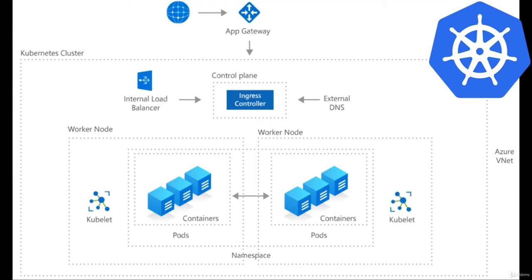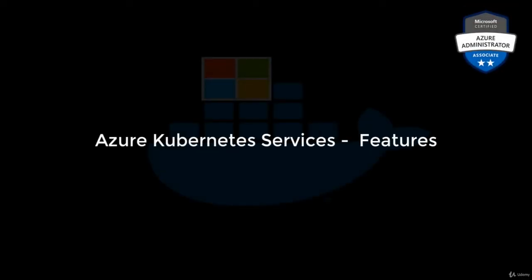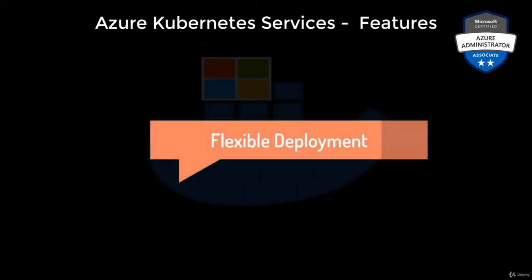There are several features of Azure Kubernetes services which we must talk about before we start to talk about architectures. Let's talk about the features of AKS in the next lesson. In this lesson, we will learn about the various features of Azure Kubernetes services. AKS is flexible as far as deployment is concerned. So you have a number of deployment options.